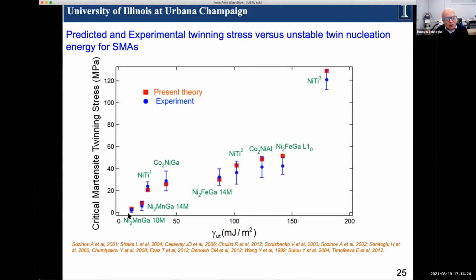We look at different materials. These are nickel titanium, nickel manganese gallium, cobalt, nickel aluminum, nickel. So we show the experimental results with blue, and we try to predict this twinning stress. And the results are shown there.